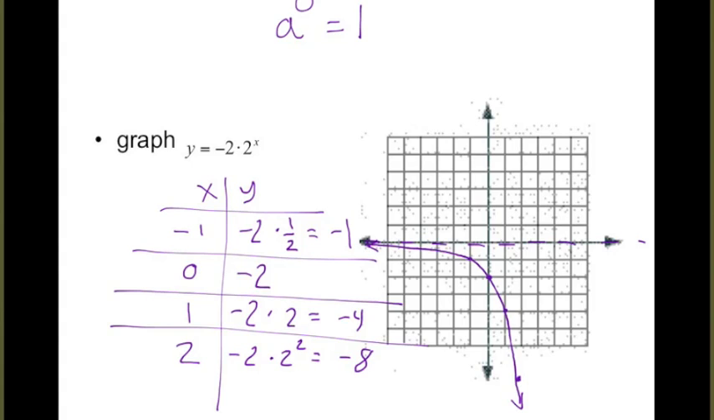So why do you think this one ended up upside down and was a negative growth graph instead of a positive growth graph? Because the -2. Because the front number was negative. Okay? So when we have a negative multiplier in the front, that's going to flip our graph upside down to be a negative growth graph instead of a positive growth graph.